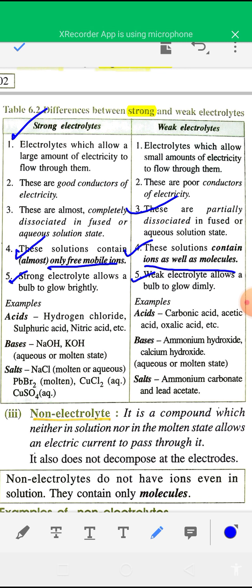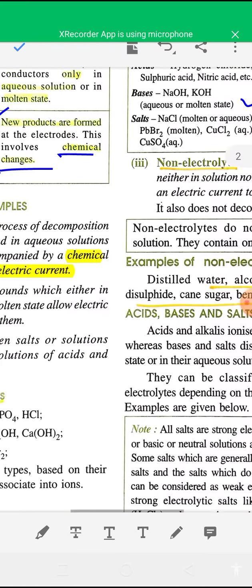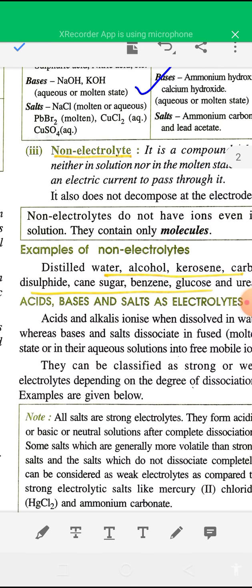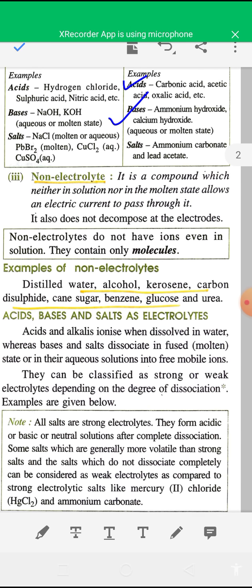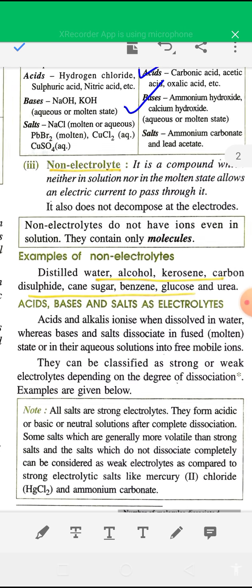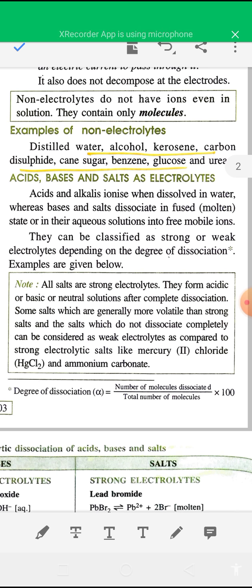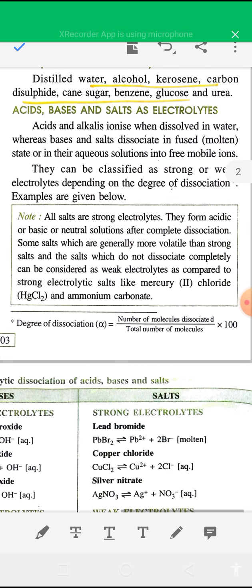Weak electrolytes include weak acids like carbonic acid and acetic acid, and weak bases like ammonium hydroxide NH4OH and calcium hydroxide Ca(OH)2, as well as ammonium carbonate and lead acetate. All these are examples of weak electrolytes. Non-electrolytes are substances which do not conduct electricity in aqueous solution because they do not ionize or dissociate in aqueous solution. Examples of non-electrolytes are sugar, alcohol, cane sugar, carbon disulfide.